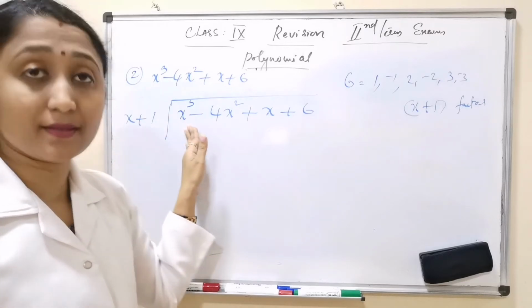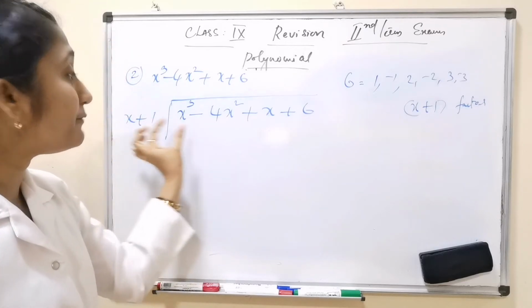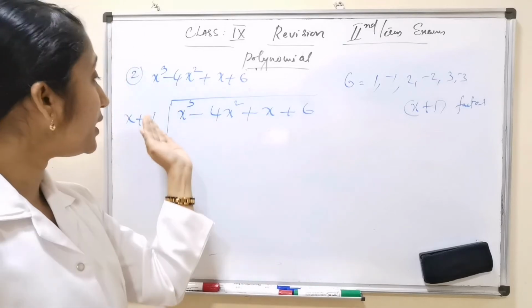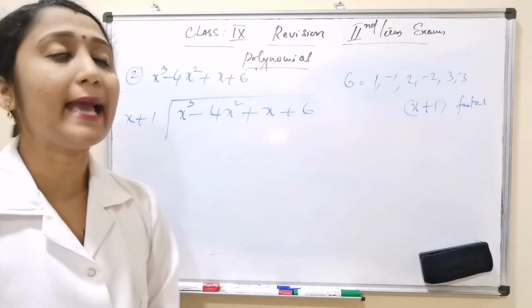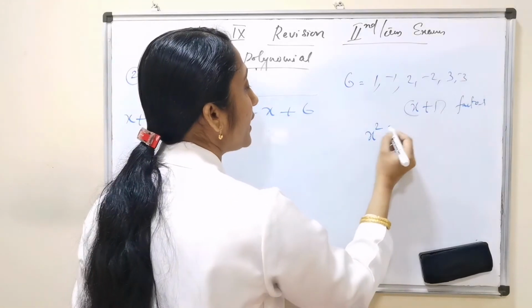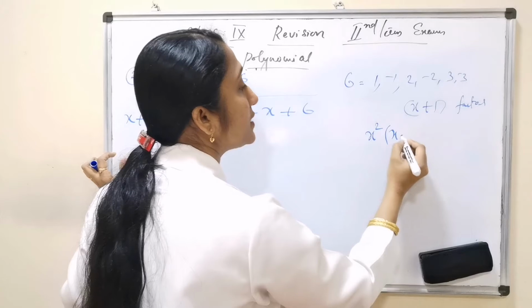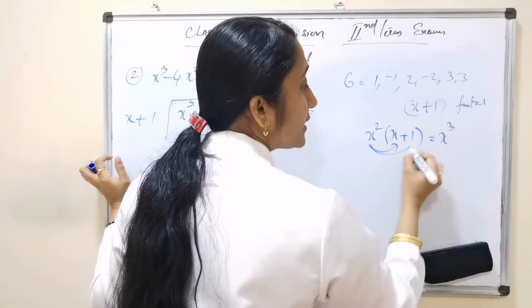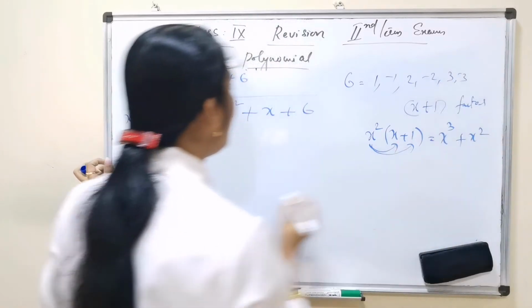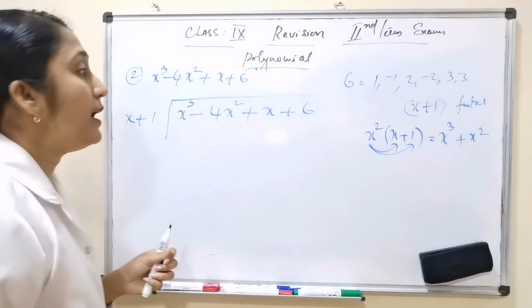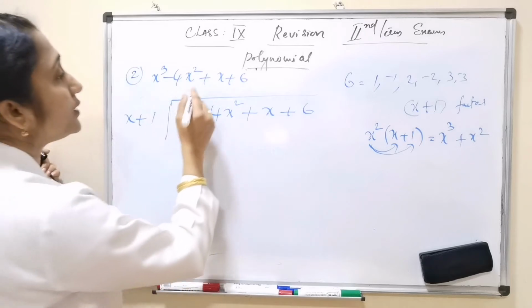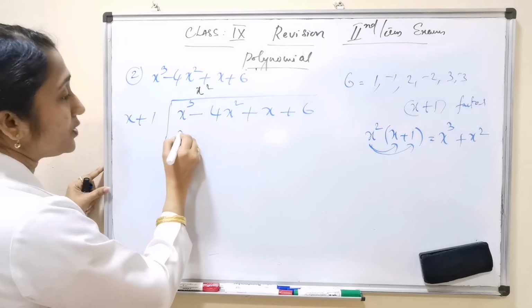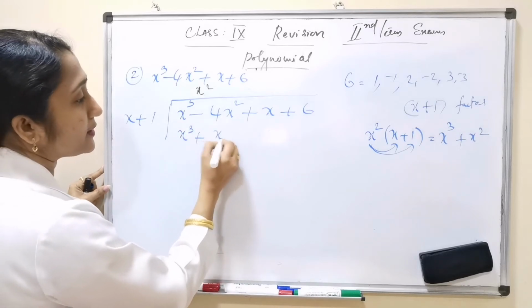So x cube. We have to equalize the first terms. So x multiplied with another x term, we will get x cube. What is the term? x square. So x square into this term x plus 1 equals x square into x cube... x square into x is x cube, x square into 1 is plus x square. So you have to put here x square. Then x cube plus x square.